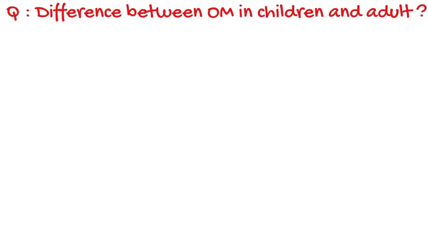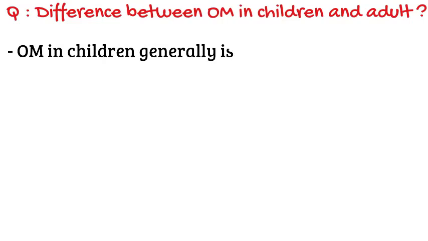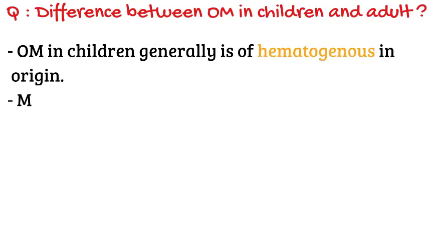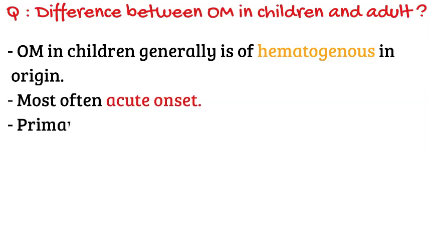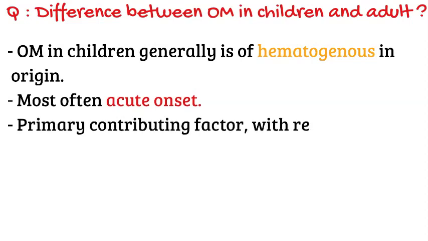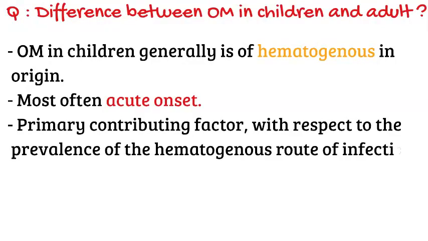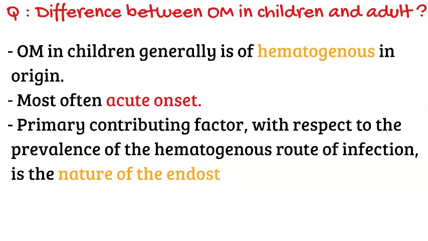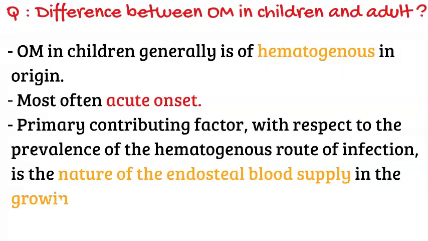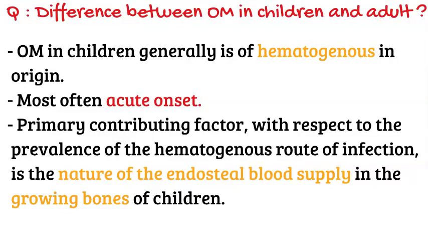I will briefly discuss the questions from my final exam. What is the difference between osteomyelitis in children and adults? Osteomyelitis in children is generally hematogenous in origin. It is most often acute in onset. The primary contributing factor with respect to the prevalence of the hematogenous route of infection is the nature of the endosteal blood supply in the growing bones of children.